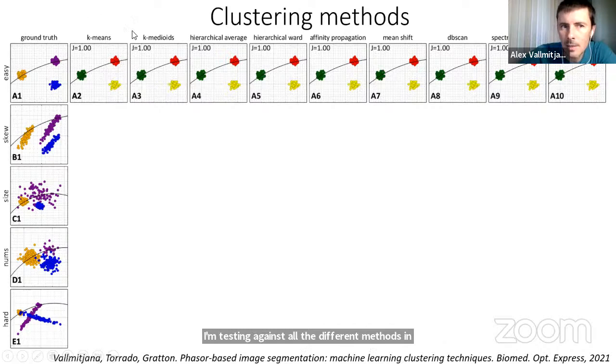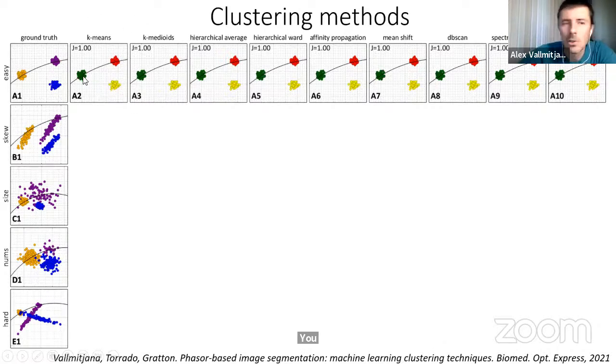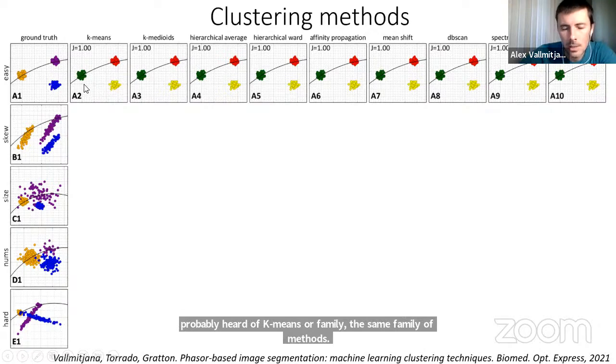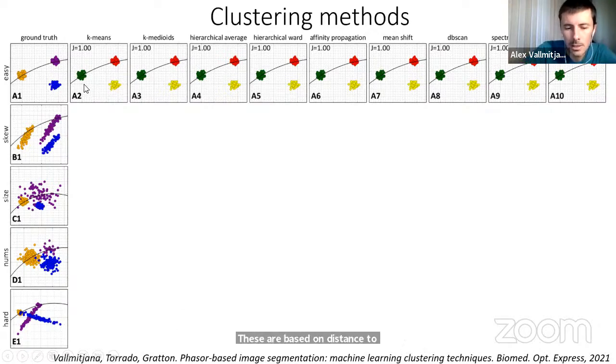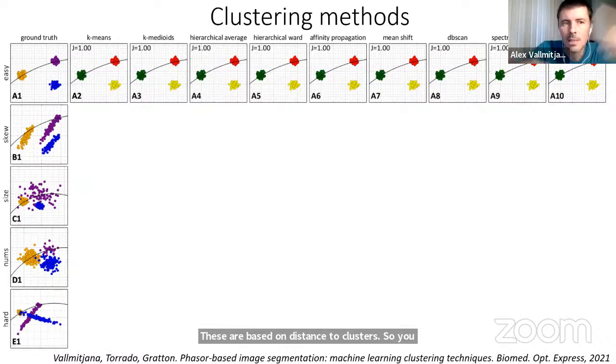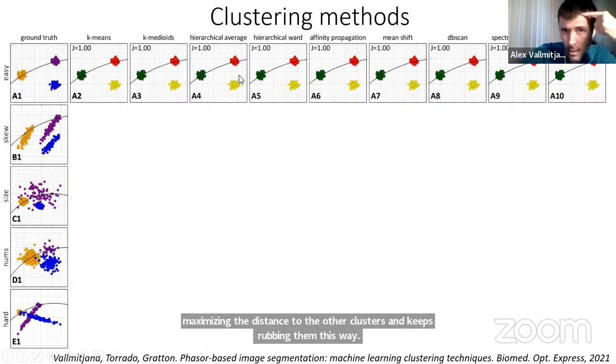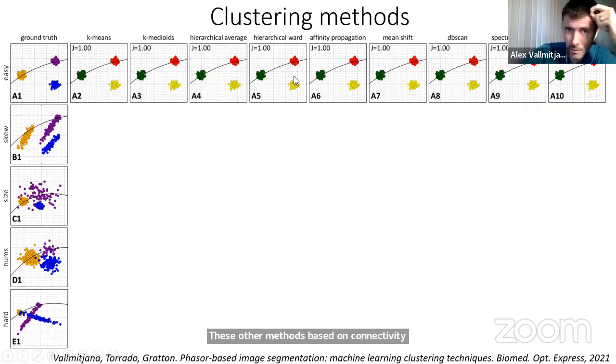You've probably heard of k-means or the same family of methods. These are based on distance to clusters. So you basically group them and measure the distance of each point to the center of the cluster, and you try to minimize that while maximizing the distance to the other clusters, and keep swapping them this way. There are other methods based on connectivity graphs, graph theory. Others are based on density.